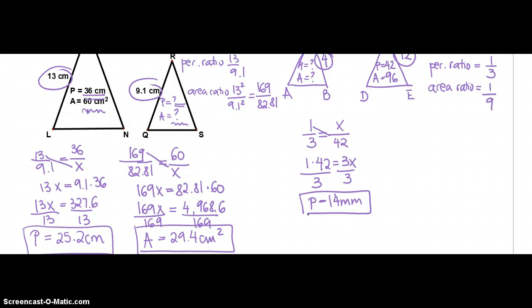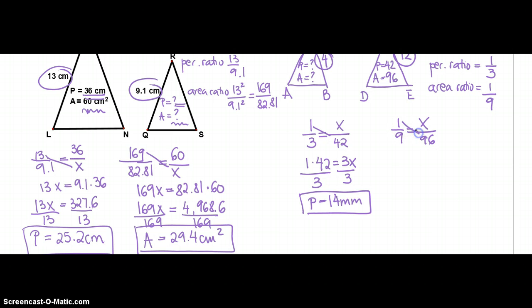And now let's look for the area. So for the area, we've got to use the area ratio. So we write 1 over 9 equals, I don't know the area of the first one, so it's going to be x, over, the area of the second one is 96. So 1 over 9 equals x over 96.